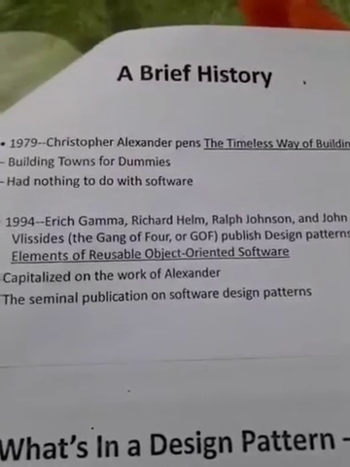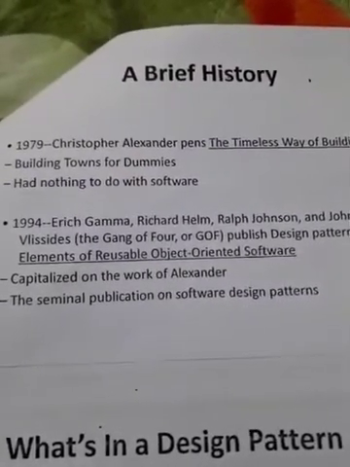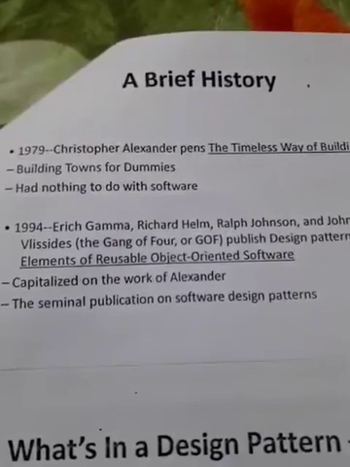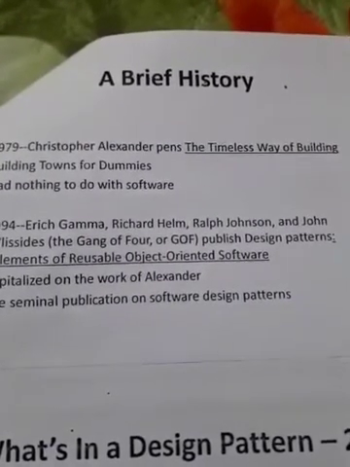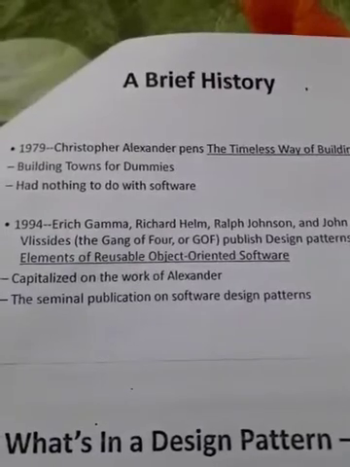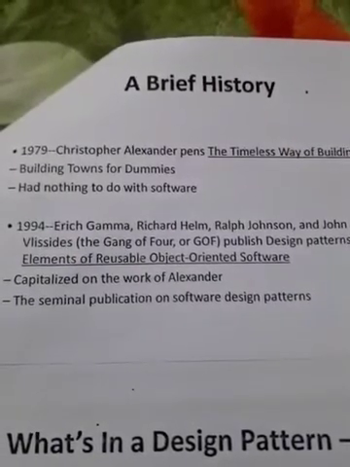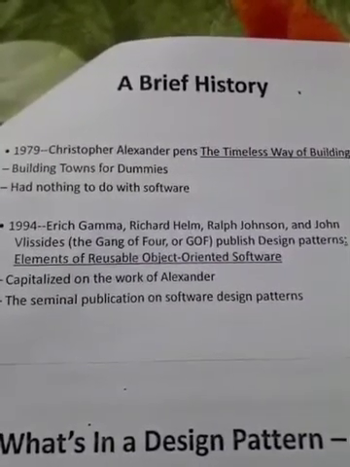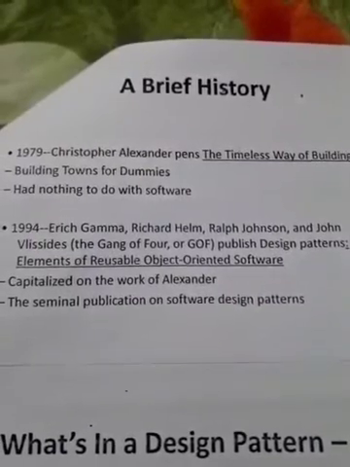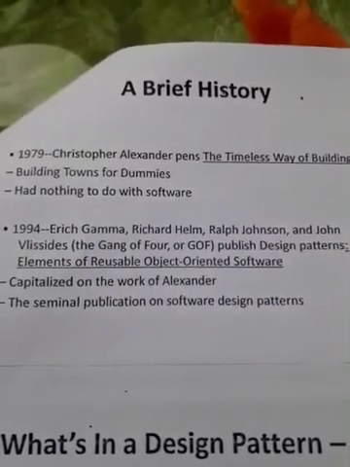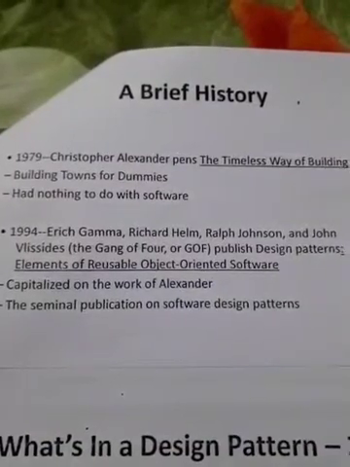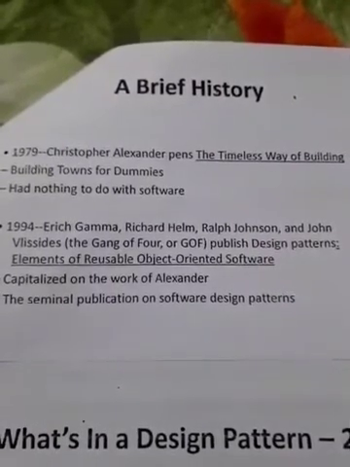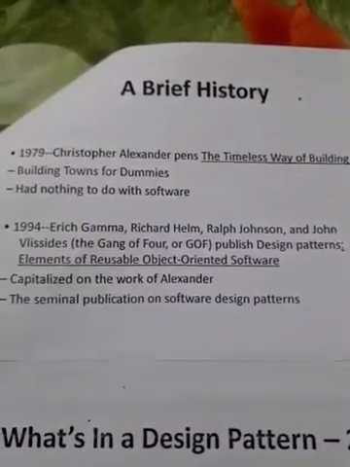Coming to the history of design patterns, the first author who introduced them was Christopher Alexander in 1979, with the name The Timeless Way of Building. Based on that, the Gang of Four authors continued the experiments and introduced design patterns with the name Elements of Reusable Object Oriented Software. Those four authors are what we call the Gang of Four. They are Erich Gamma, Richard Helm, Ralph Johnson, and John Vlissides. In 1994, they published these design patterns with the name Elements of Reusable Object Oriented Software.